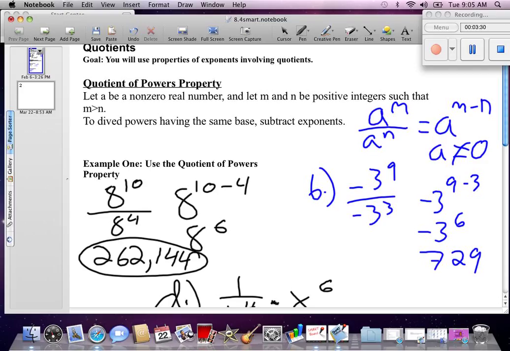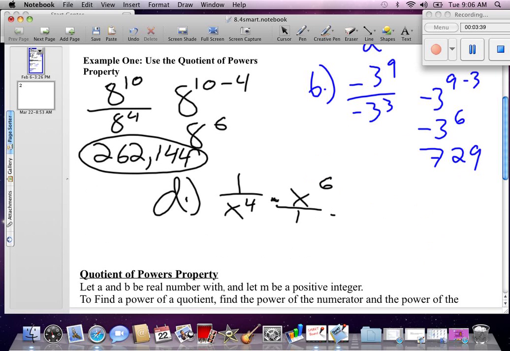Yes, ma'am? So you basically just take... Only if it's even. If it's odd, you would put the negative sign there. Because your calculator will not give you the right answer.